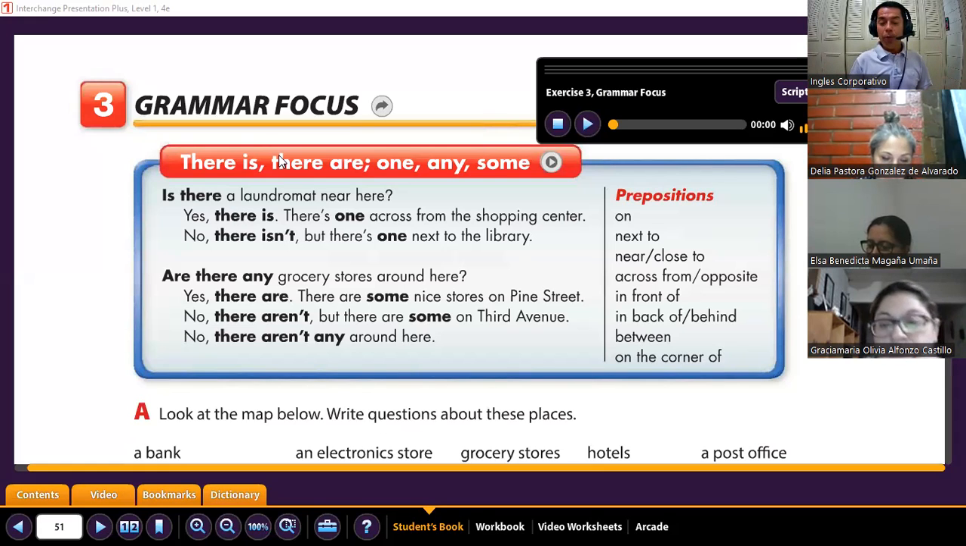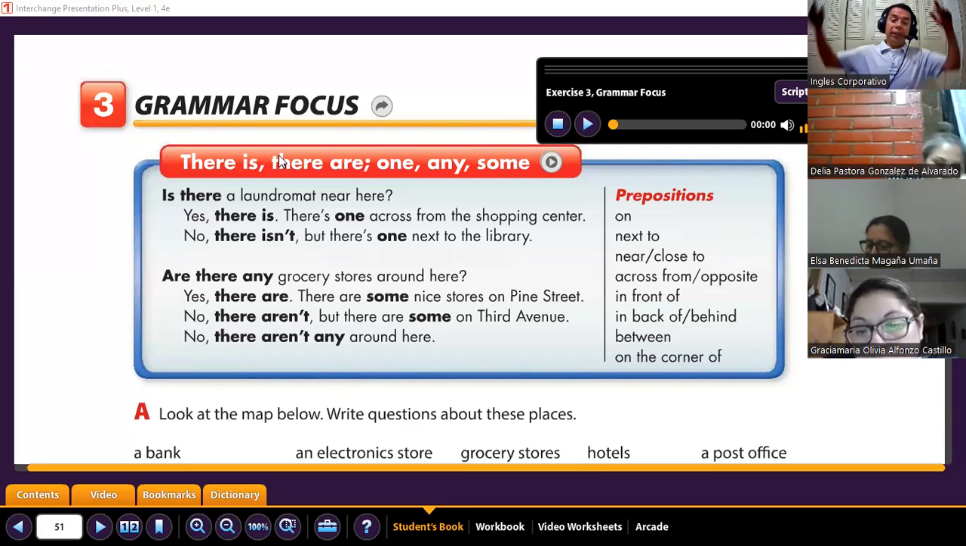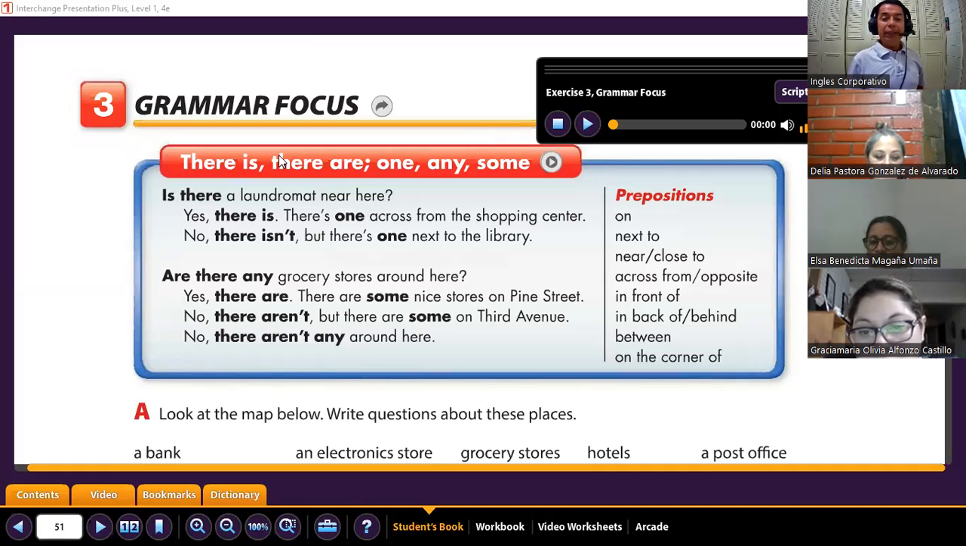Across from, opposite, or in front of, quiere decir enfrente de, opuesto a, ¿no? O cruzando la calle para el otro lugar. In back or behind, atrás. In between, you can say Delia is between the teacher and Elsa. ¿Ven en la cámara? Bueno, no sé a ustedes si les aparece así, pero Delia está en medio del teacher y de Elsa. ¿Ok? Good.